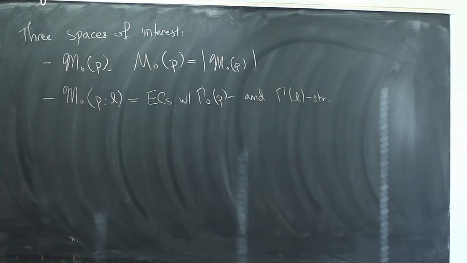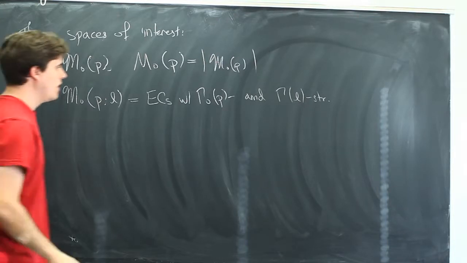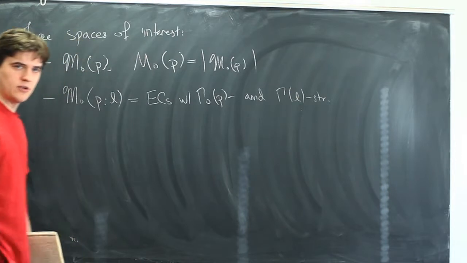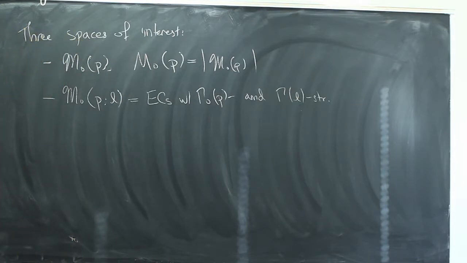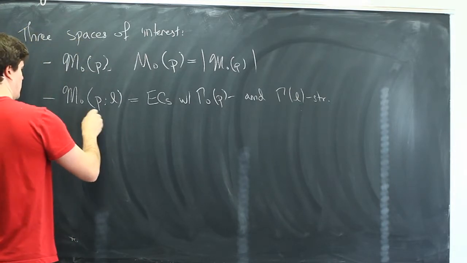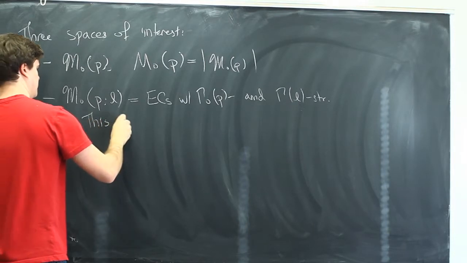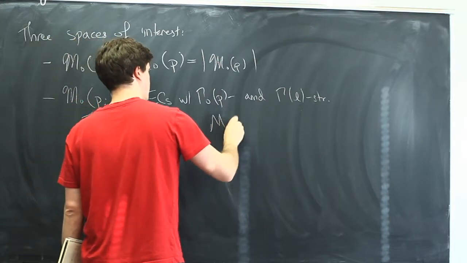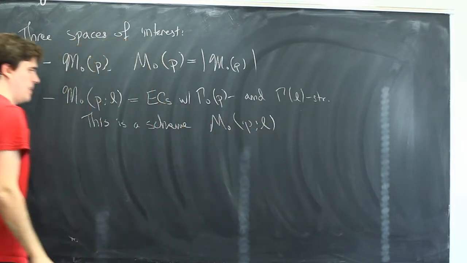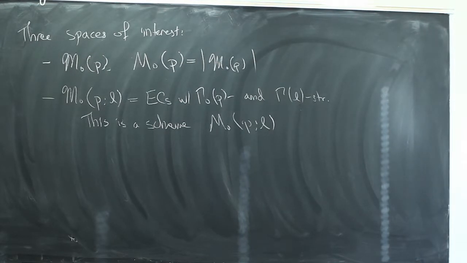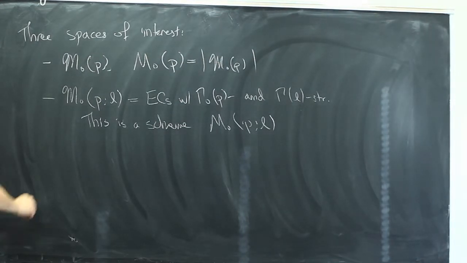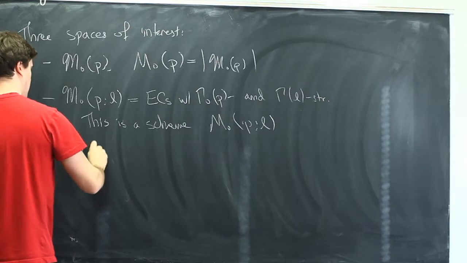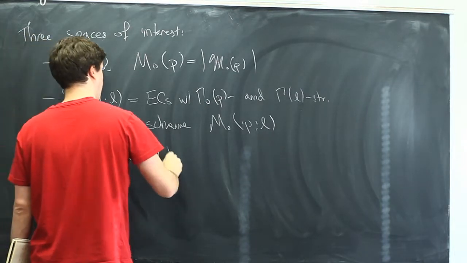Maybe I also want to assume that L is bigger than 3. Maybe just L bigger than 2 is enough, since that rigidifies the problem. There are no automorphisms of gamma L structures, so this thing is actually a scheme, and because of that, I'm going to use this notation as well. And then the last one is M of L, elliptic curves with gamma L structure.